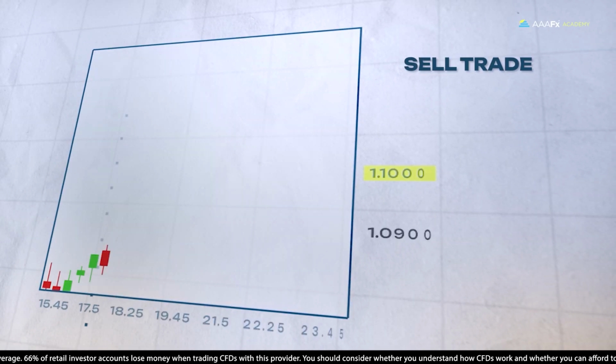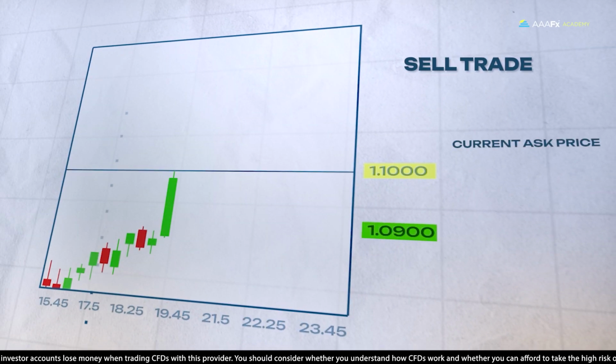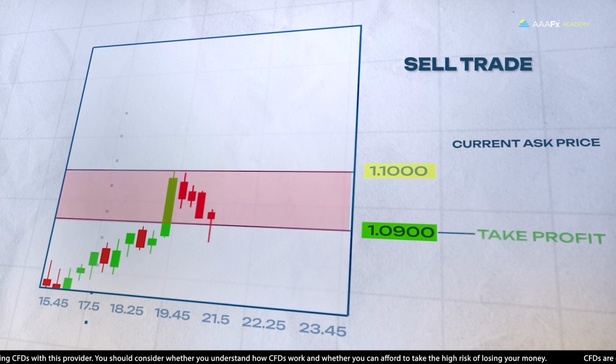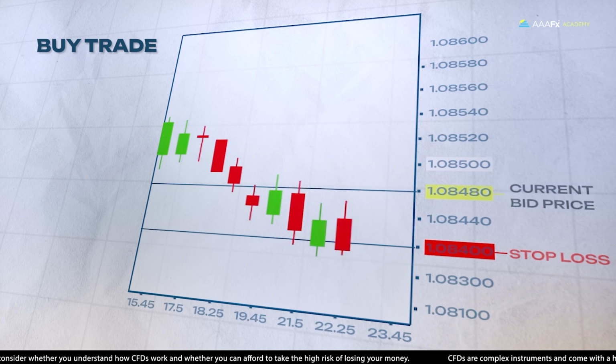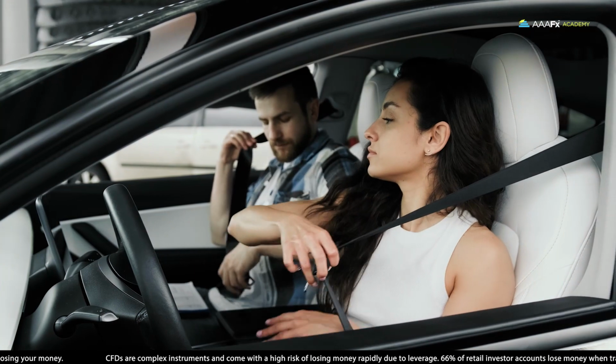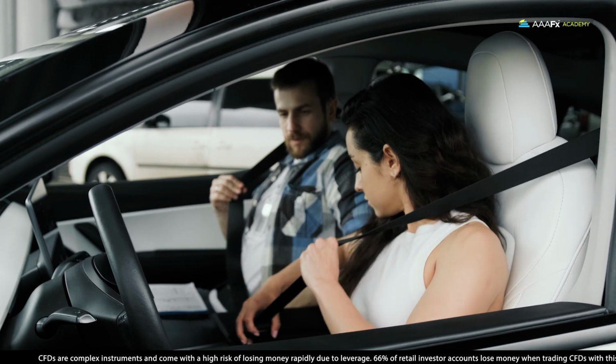A take profit order is like setting a target for the profits you desire. It's a predefined price level at which you close your position to secure your profits. On the flip side, a stop loss order acts as a safety net. It's a predetermined price level at which you close your position to minimize potential losses. Think of it as protecting your capital, just like wearing a seatbelt while driving to stay safe.